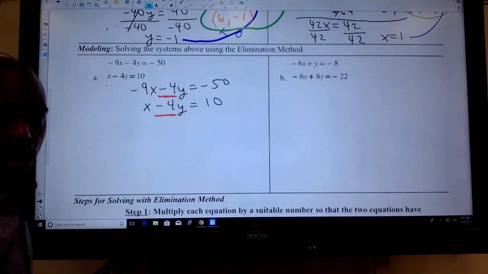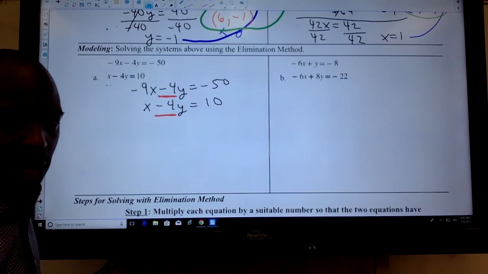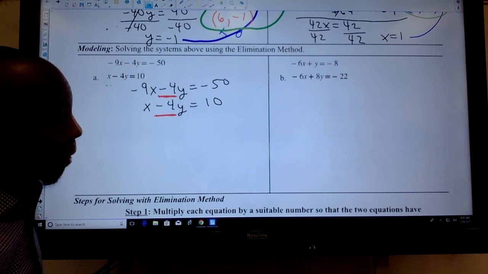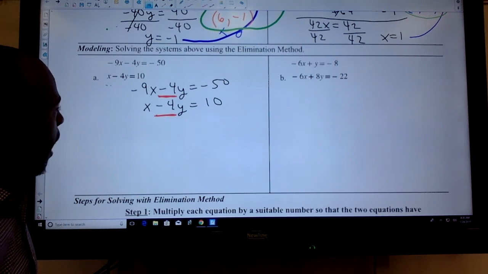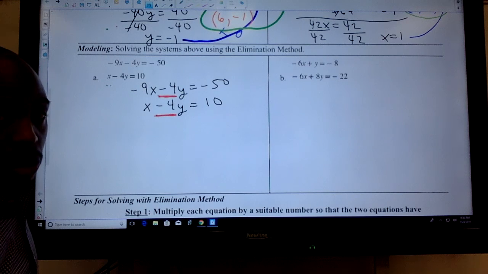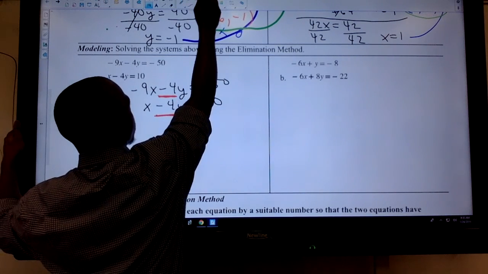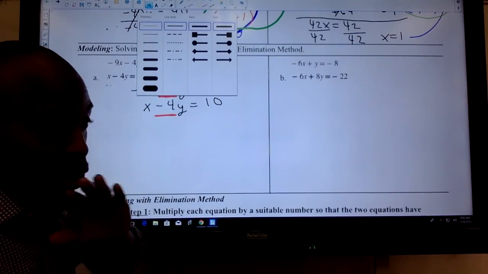They both have the same leading coefficient, which means that now I'm in the position to do the second step. I'm able to do the second step, which is subtract. I'm able to subtract now. I'm going to subtract by a negative, right? So when I subtract by a negative, let me show you what that looks like. Actually, I'm not going to subtract by a negative. I apologize. I'm just going to subtract, right?